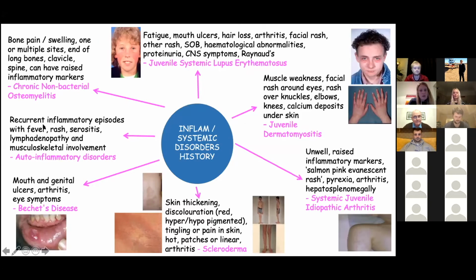Autoinflammatory disorders. So with these kids, they get recurrent temperatures and rash, serositis, lymphadenopathy, musculoskeletal involvement. And these vary quite a lot in their severity and when they come on.